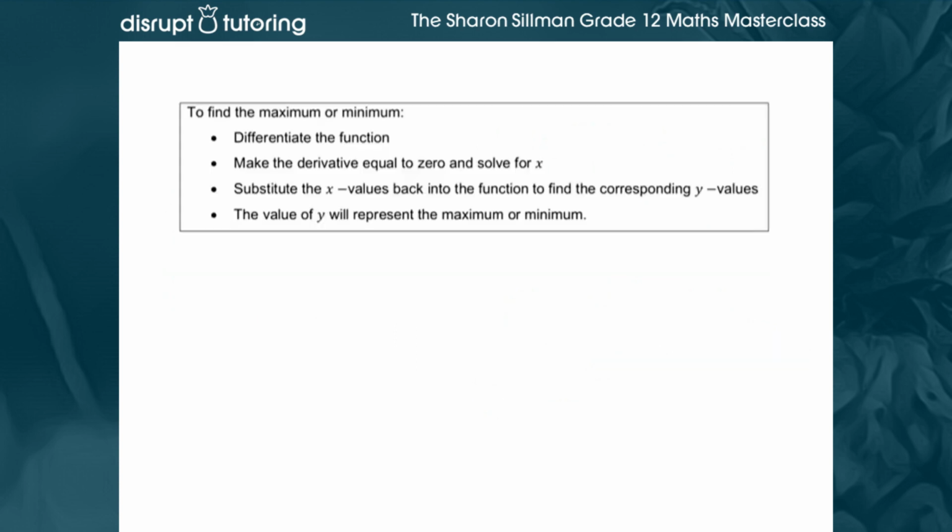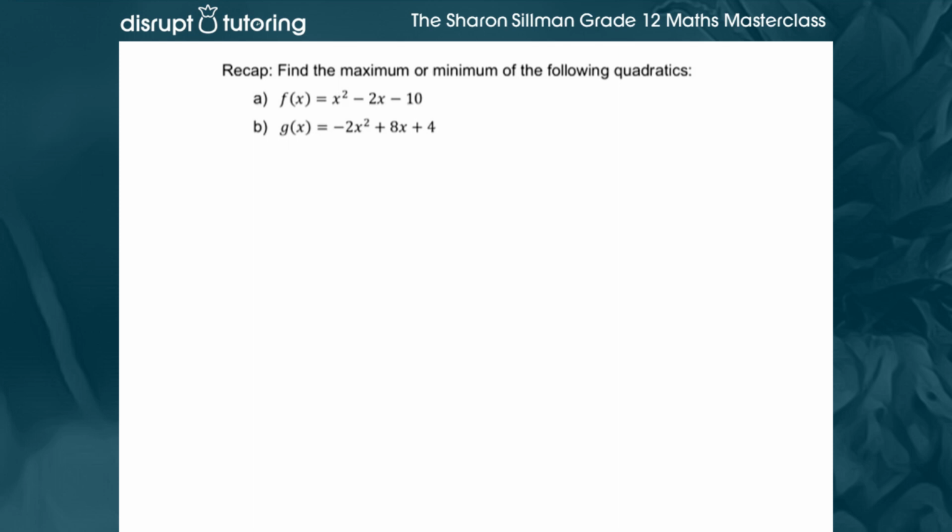So there is your summary. To find the maximum or minimum, we differentiate the function, we make it equal to 0 and solve for x, sub the x back in to find the corresponding y value, and that value will give us our maximum or our minimum. So this is not quite optimization yet, but I just thought we should quickly do two examples of just recapping how to find maximum and minimum.